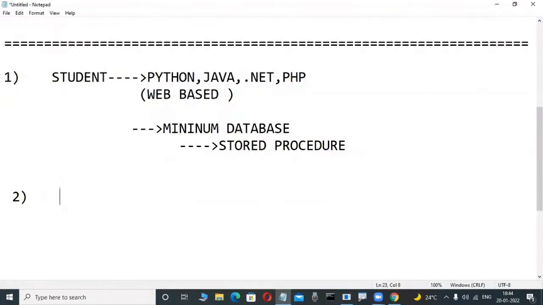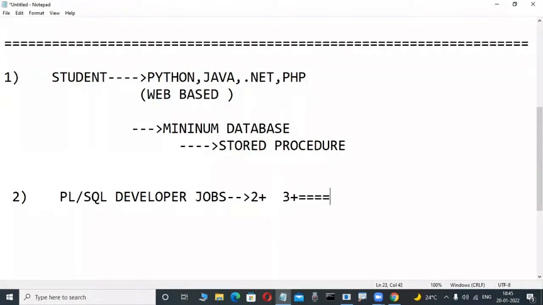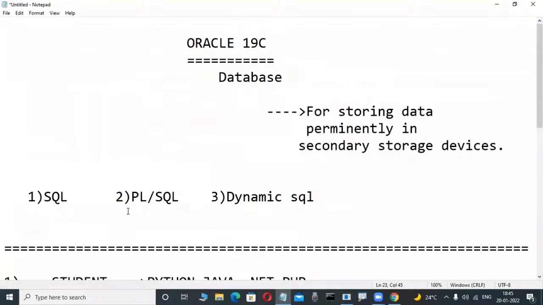Then those persons apply to companies for PL/SQL developer jobs. Without any knowledge of Java, .NET or front end, maybe as non-technical persons without very good programming skills, PL/SQL developer jobs are there. Maybe a 2 or 3 years gap. Those persons join our course and learn it only for PL/SQL developer purposes.